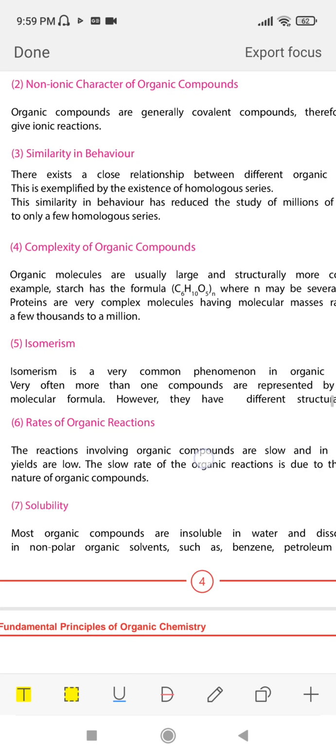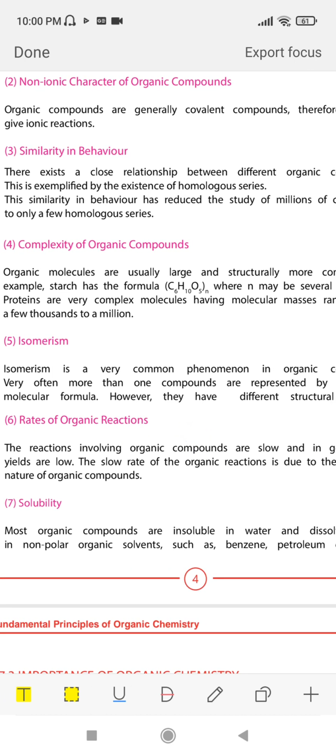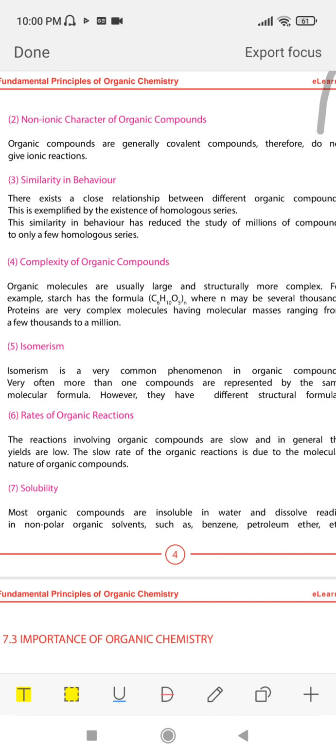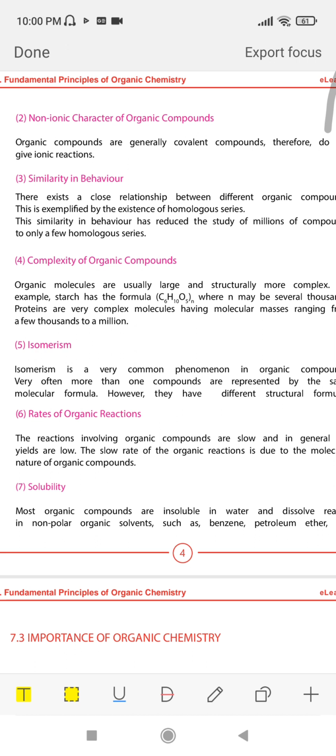Proteins are also very complex molecules having molecular masses ranging from a few thousand to a million. These are all organic compounds. Starch belongs to the carbohydrates. Proteins are made from amino acids, and when amino acids link with each other through peptide bonds, they form large molecular mass compounds called proteins. So organic molecules are not simple; they are very complex and very large.